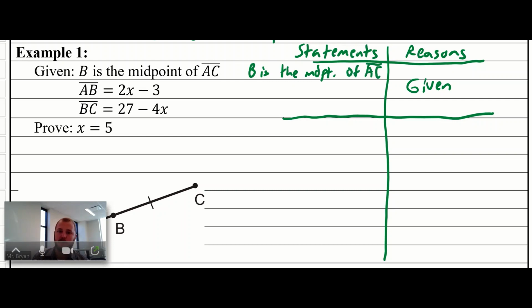And we'll talk through these different ways to abbreviate as we go through proofs, because it is much more writing than you're used to in math class. Okay, line segment AB equals 2x minus 3. And then line segment BC equals 27 minus 4x. Okay, again, not even using much brain power there, just rewriting what happens.